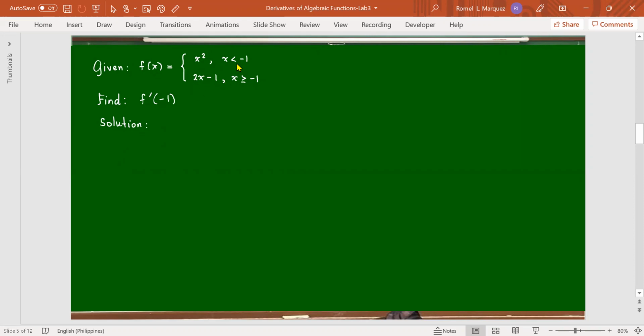Since f is piecewise, there are different expressions defining f of x to the left and to the right of negative 1. So we're going to get left-hand and right-hand derivatives. Am I right? So what is the first derivative at negative 1 from the left, f prime of negative 1 from the left? How do we define that?